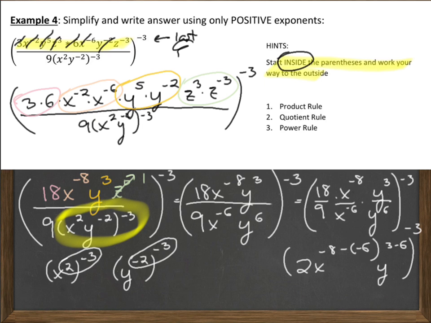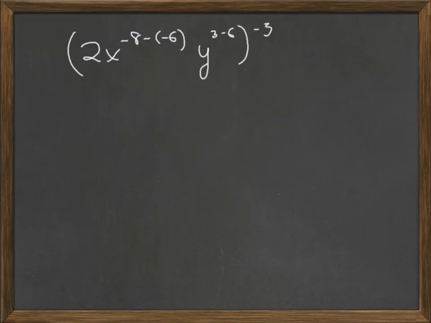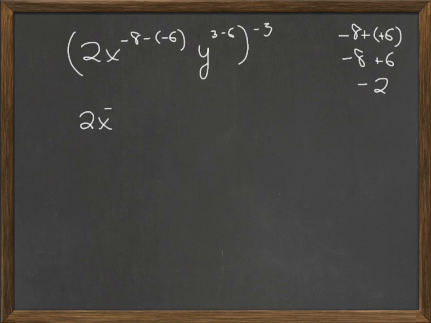And as you can see, I'm now out of room, so I'm going to go to the next page. Okay, so I have copied my problem down. So we have negative 8 minus negative 6, right? Remember, minus a negative is the same as plus a positive. So we have negative 8 plus 6, that's going to give me negative 2. So I have 2x to the negative second power. Then my exponent for y is 3 minus 6. That's going to give me negative 3. Okay? And again, this is all raised to the negative third power.